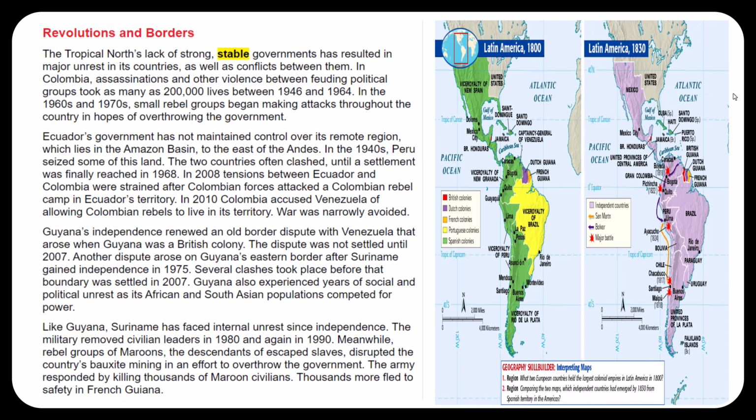And now we can close with the last question, question 17. What has led to a lot of unrest and chaos in many of the tropical north countries in modern times? They've had a real hard time keeping a strong, stable government. There's been a lot of conflicts between rebel groups.